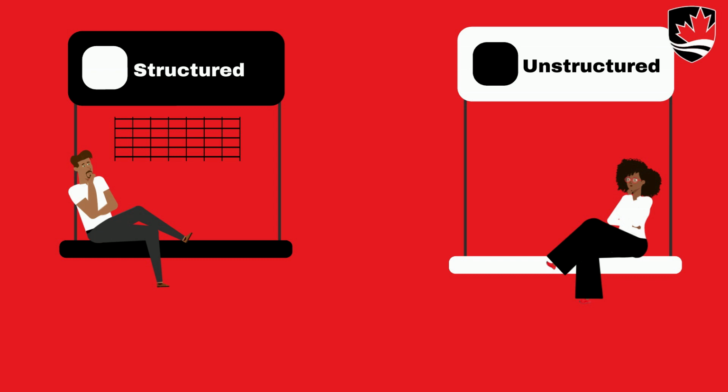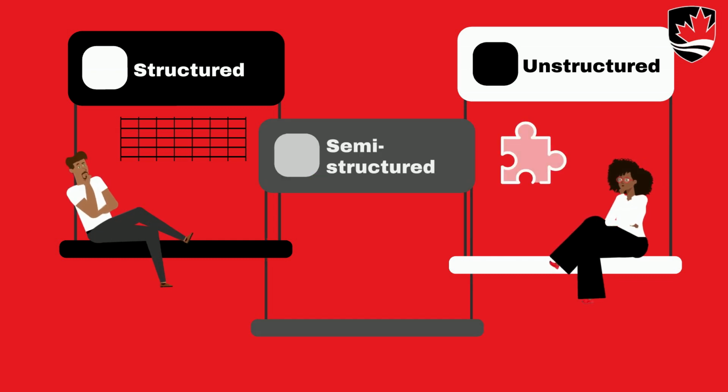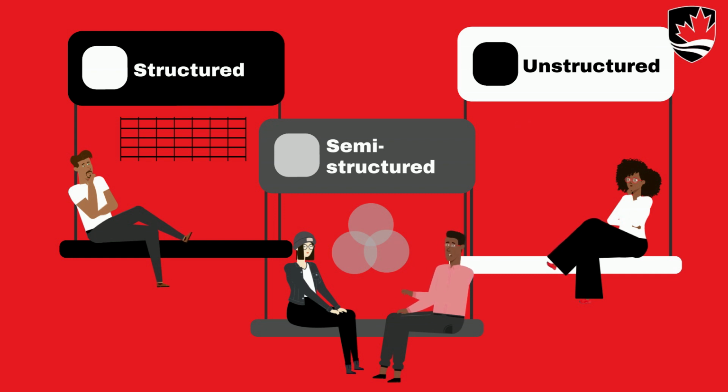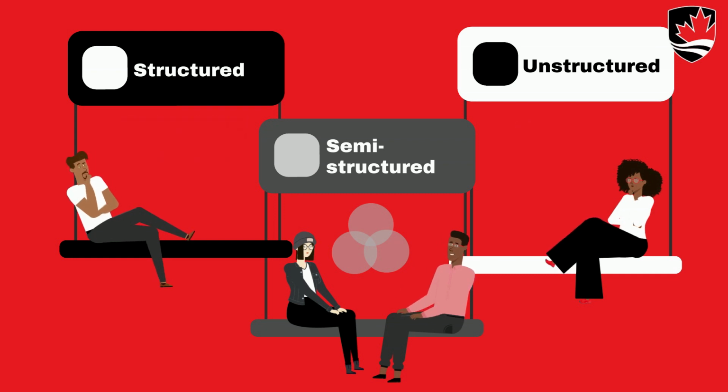It's important to recognize, however, that the distinction between structured and unstructured data is not black and white. Semi-structured data, for example, falls in between. Semi-structured data doesn't fit neatly into regular structures like databases, but it still has some organization.